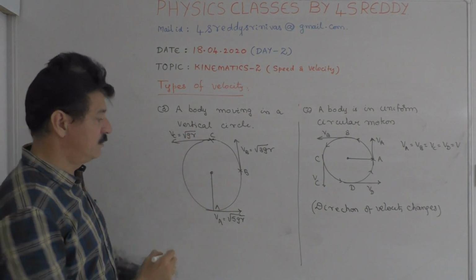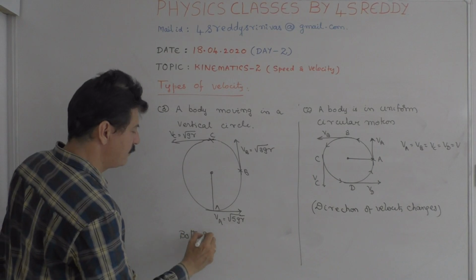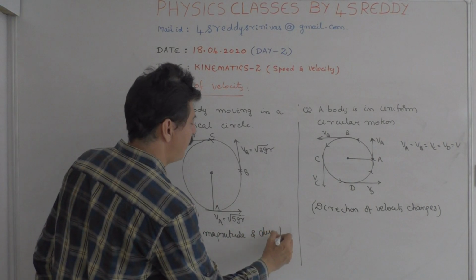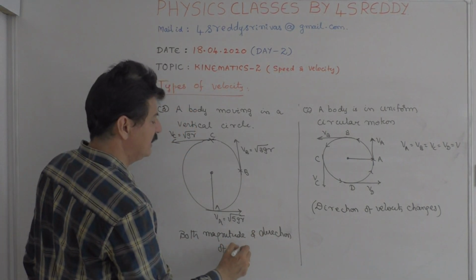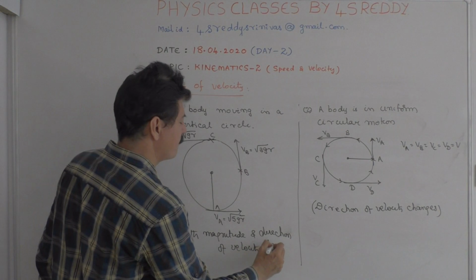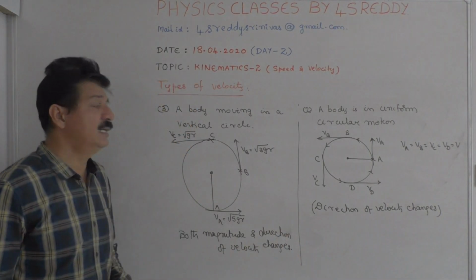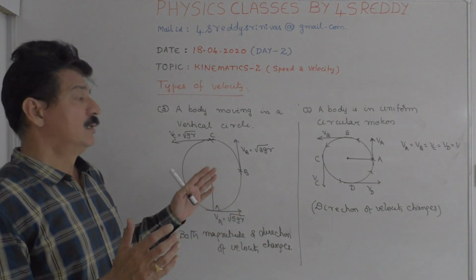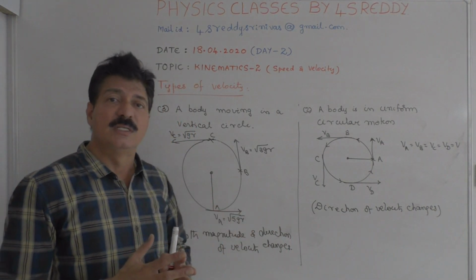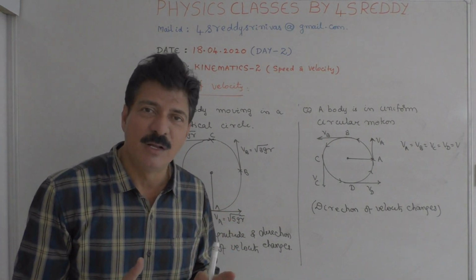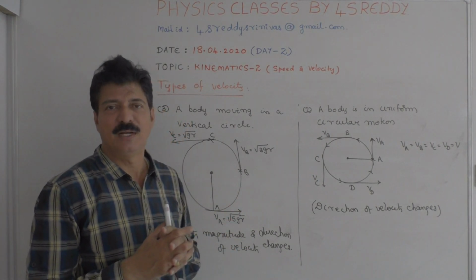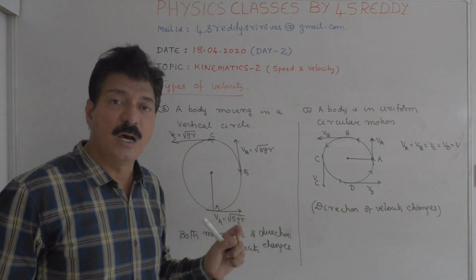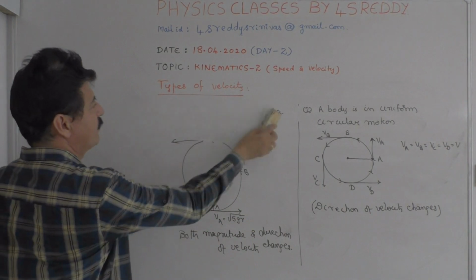So, if you observe this, both magnitude and direction of velocity change. Here both magnitude and direction of velocity change, hence it moves with non-uniform or variable velocity. Got the point here? So, these are some examples related to non-uniform velocity.